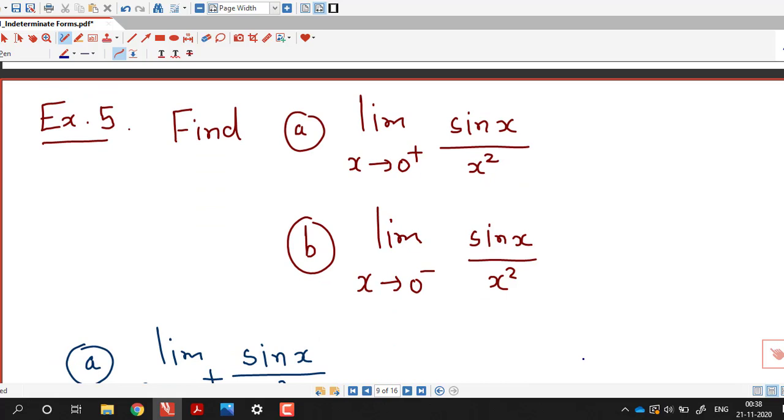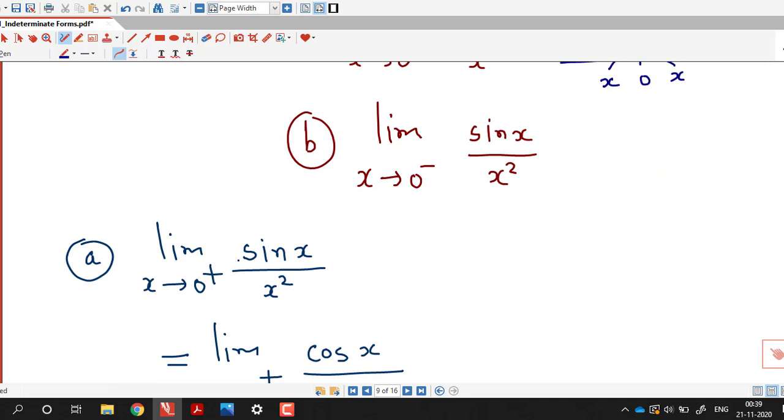Next example, here you can see the function in both the limits is the same, sin x over x square, but here we are taking the right hand limit, and here we are taking the left hand limit. So we are approaching 0 from right hand side and then from left hand side, and we observe whether we are getting the same limit or different limits. So we are deciding the behavior of this function sin x by x square as x approaches 0 from its right hand side and as x approaches 0 from its left hand side.